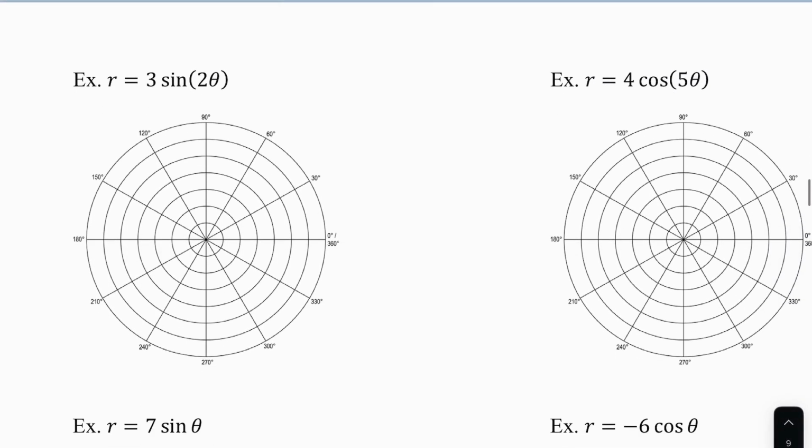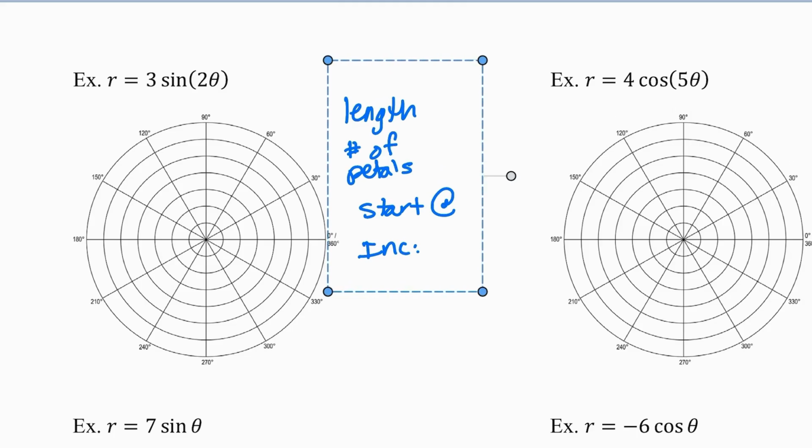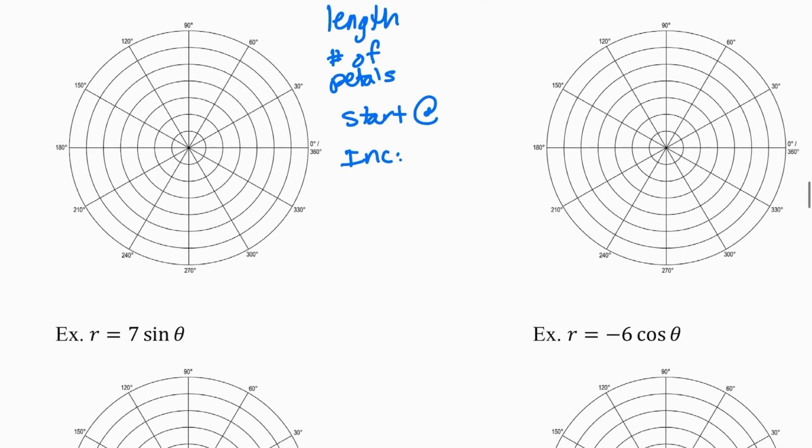So what we're going to do is we're going to figure out the length of each of these petals. We're going to figure out the number of petals. We're going to figure out where it starts at, and the increments in which these petals are going to go. And I'm going to kind of show you how that I copy and paste this in sheet, because I'm going to use that again here in a little bit.